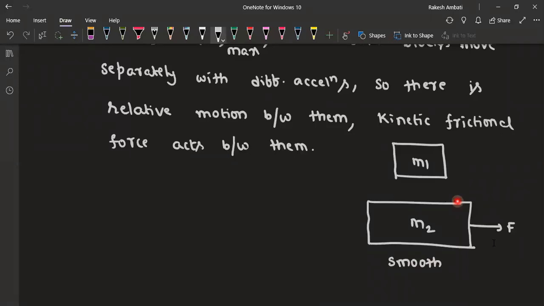It is a smooth surface, so there is no friction. Now in the case of M1 block, M1 moves rightwards with acceleration A1 and M2 block moves rightwards with acceleration A2. But in the case of M1, what is the only driving force present? Fk, perfect, kinetic frictional force. What is the direction? Rightwards. Then in the case of M2, what is the direction of kinetic frictional force? Fk is backwards.